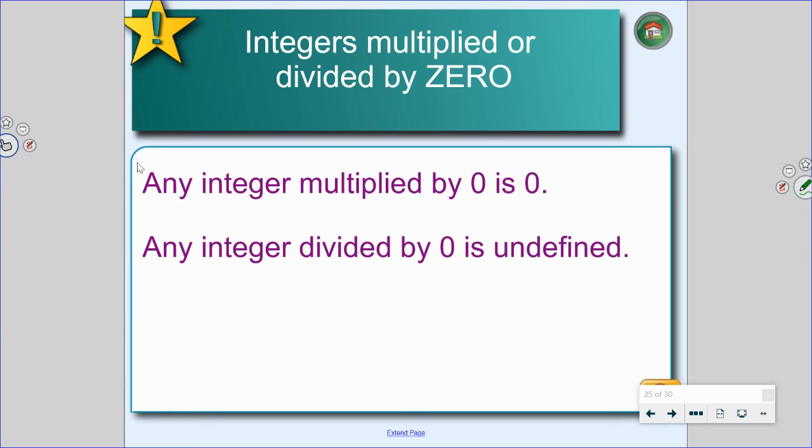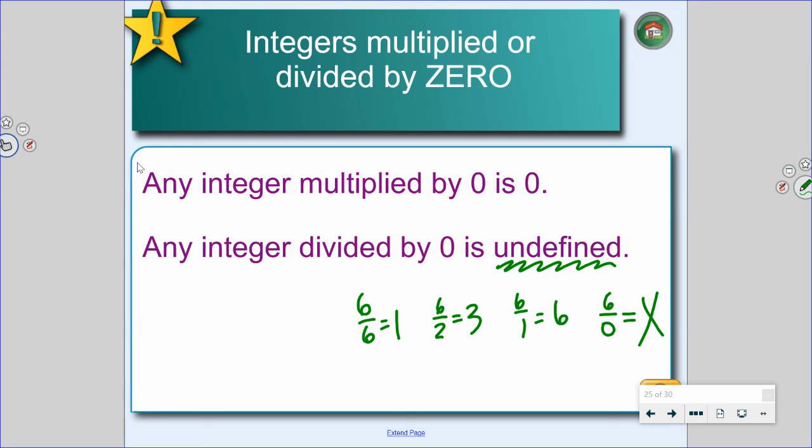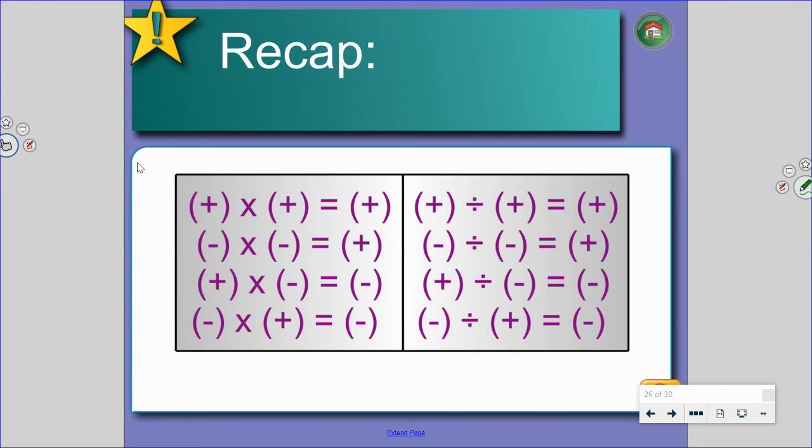Naturally, if you take 0 of anything, it's 0. But imagine this. 6 divided by 6 is 1. 6 divided by 2 is 3. 6 divided by 1 is 6. What's 6 divided by 0? Wait a second. Can you take $6 and split it into groups of 0 and still have $6? Impossible. That is impossible. Therefore, we say that number is undefined. You'll hear more about that with slope later on. It is impossible to divide a number by 0.